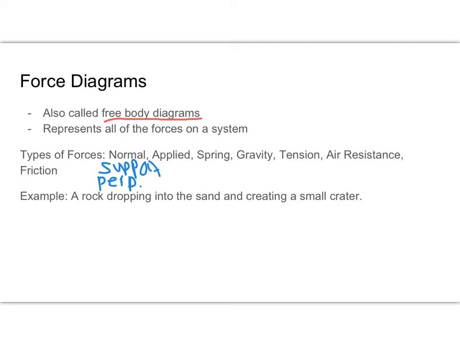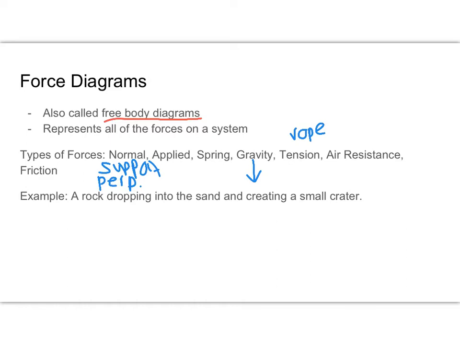Spring force is with a spring. Gravity we always have is 9.8 meters per second down. Tension is when we have a rope. Air resistance when something is traveling through the air. And finally friction, which is typically opposite of movement. All these forces will be coming back throughout this unit, so if we don't really go over all of them now, they will be coming back later.